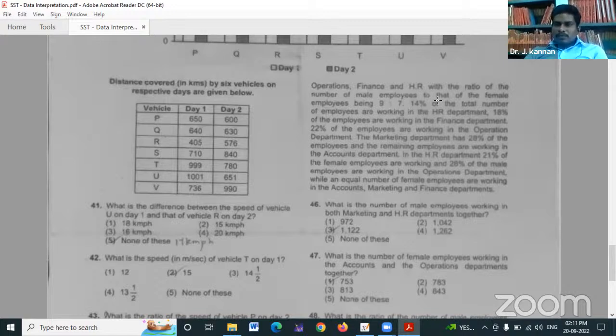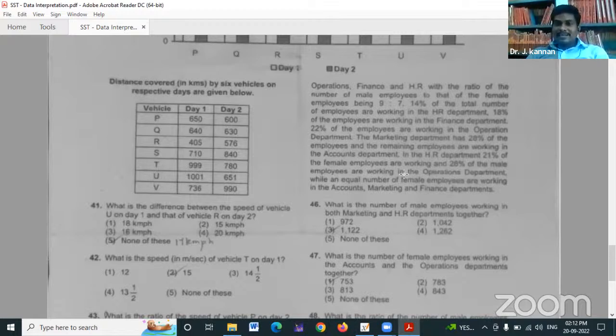14% of the total number of employees are working in the HR department, and 18% of employees are working in the finance department. 22% of employees are working in the operation department. The marketing department has 28% of employees, and the remaining employees are working in the accounts department. In the HR department, 21% of the total female employees are working, and 28% of male employees are working in the operation department, while an equal number of female employees are working in the accounts, marketing, and finance departments. So all the data is given in a single paragraph.